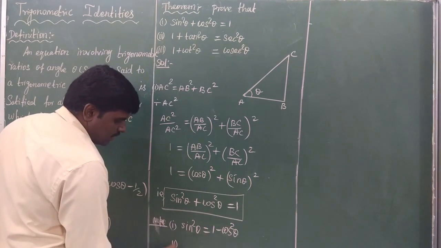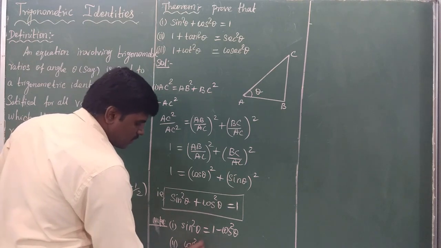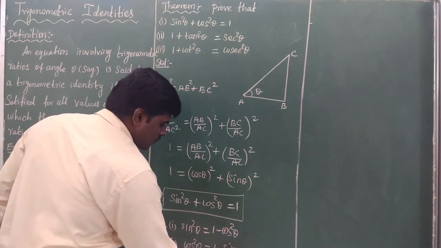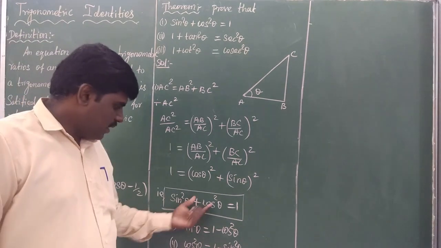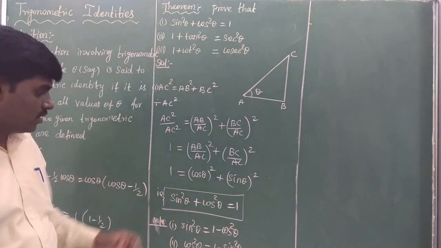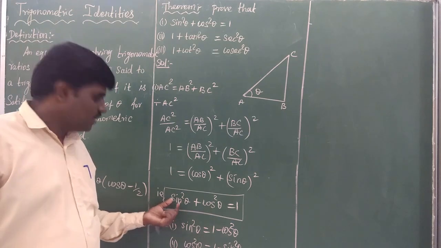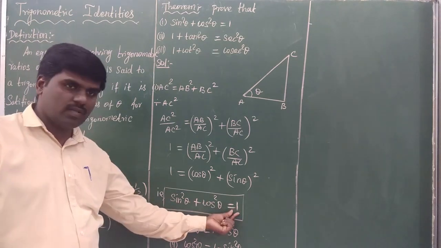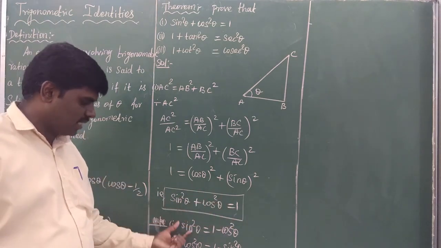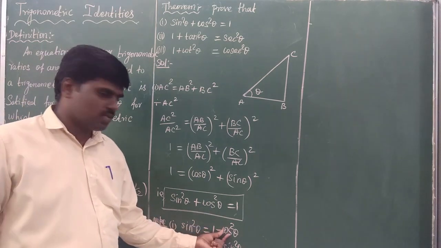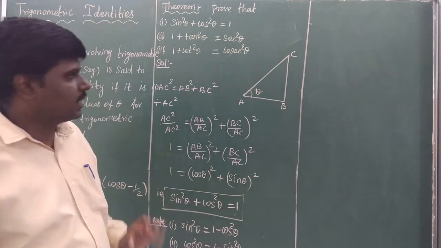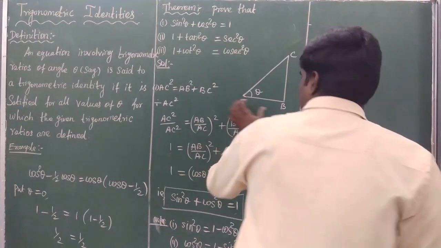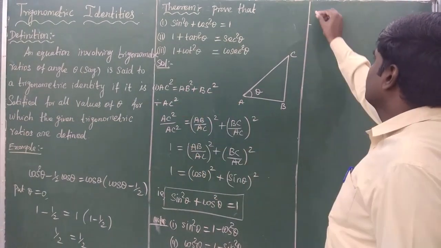Similarly, cos square theta is equal to 1 minus sin square theta. This is the formula. Understood? The above equation is simplified into two forms. First, you follow this concept only: sin square theta plus cos square theta is equal to 1. So sin square theta is equal to 1 minus cos square theta, and cos square theta is equal to 1 minus sin square theta. Is that clear?